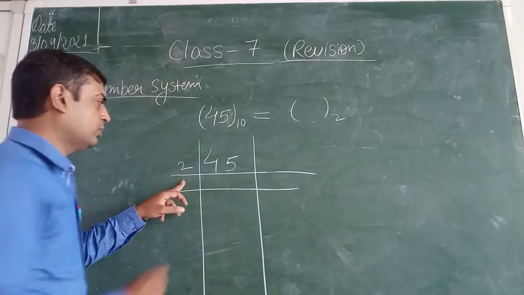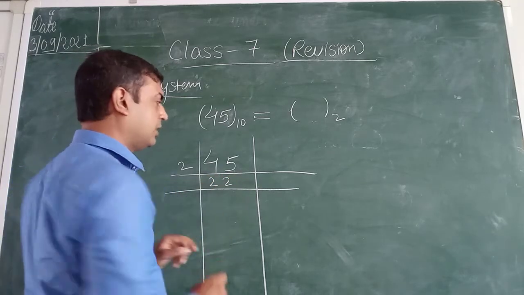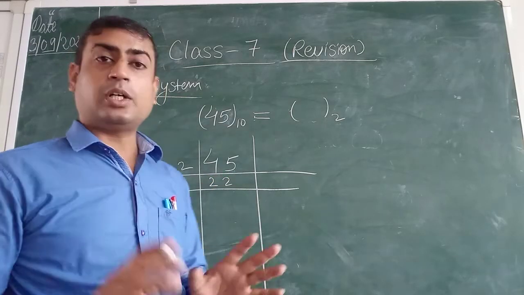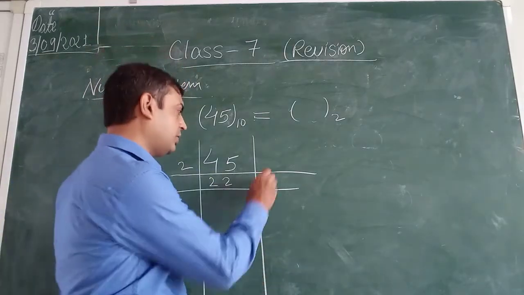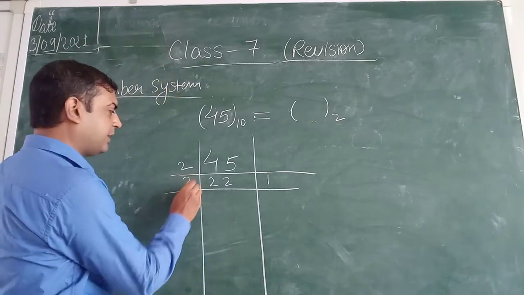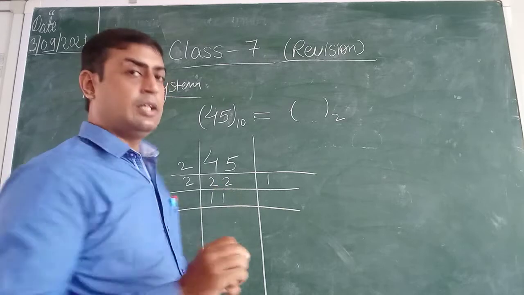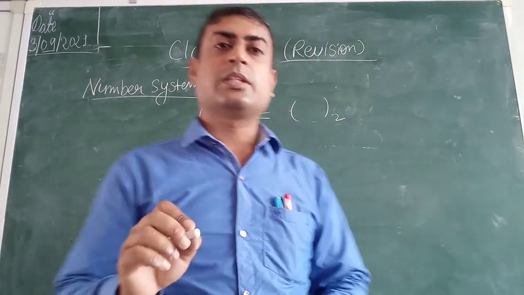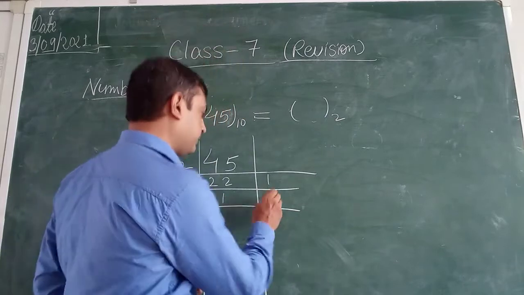Now 2 fours are 8, and 45 is not completely divided. The remainder is 1, so you will write remainder 1. Then again you will divide by 2. 2 ones are 2, 2 ones are 2. Now this time it is completely divided, so the remainder is 0.